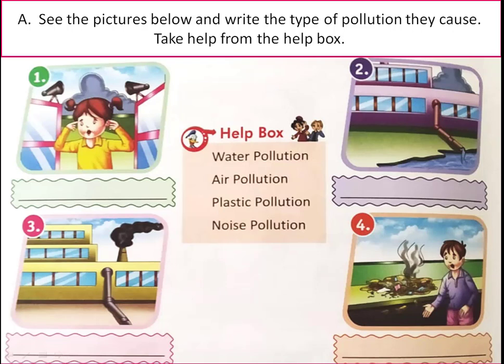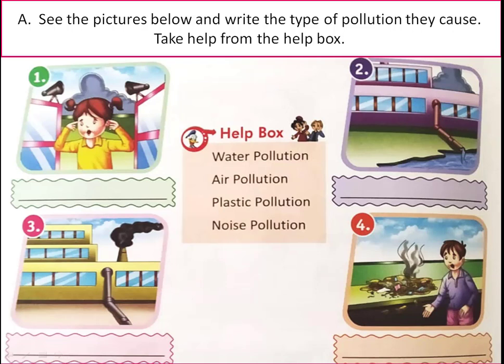The harmful change brought in the environment by natural and human activities is called pollution. Different types of pollution are air pollution, noise pollution, water pollution and plastic pollution. Let's see what is water pollution. When the water sources get contaminated, it is called water pollution.